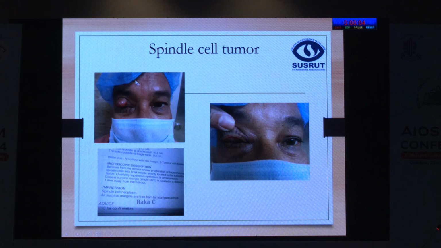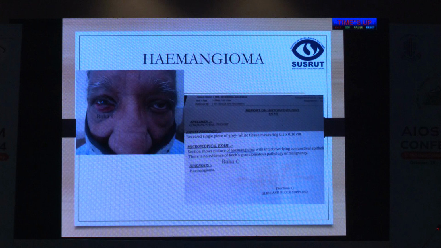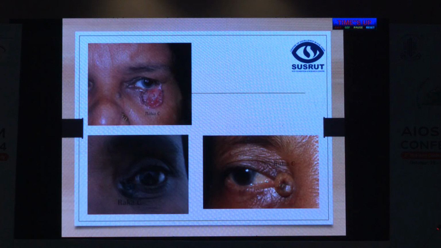One important, interesting case I'll show you is a lesion that looked like an epidermoid cyst of the eyelid, but on excision it was a case of spindle cell tumor of the eyelid. Whereas this was a very thick lower lid with mechanical ectropion, and histologically it was a case of hemangioma.